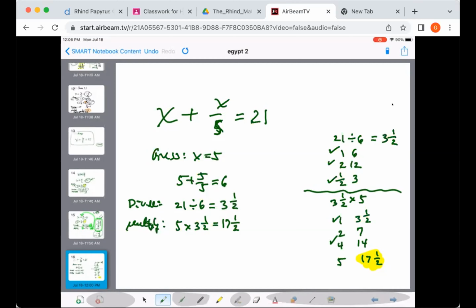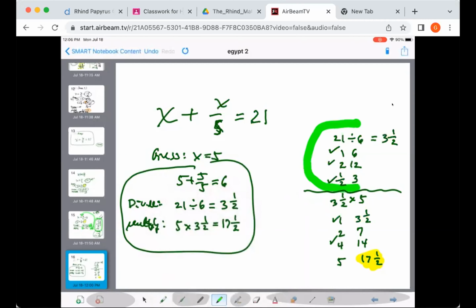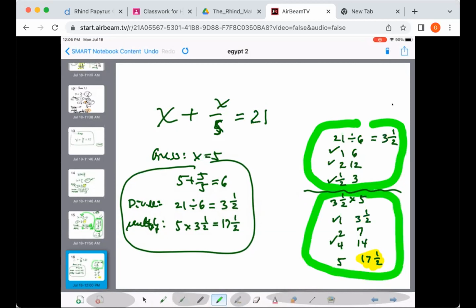Now, if you wanted to use modern methods, 21 divided by 6 is 3.5. This you could do, but for whatever reason, I have a real soft spot for this problem. So I want to see that you do the division the Egyptian way, and the multiplication the Egyptian way. But if you didn't, and you got the right answer, you'd still get a lot of partial credit.